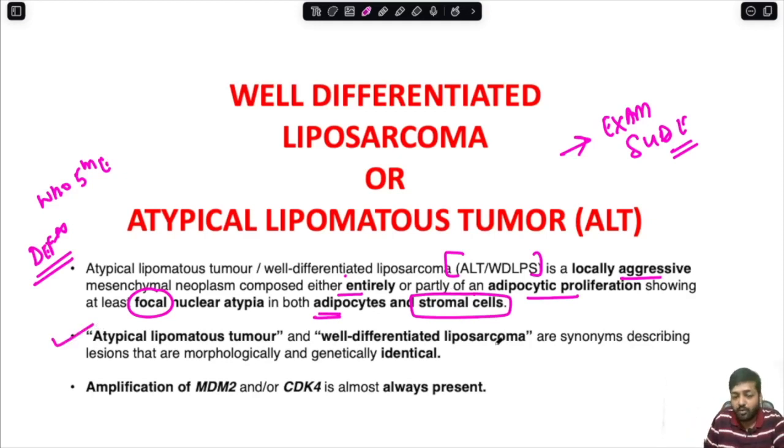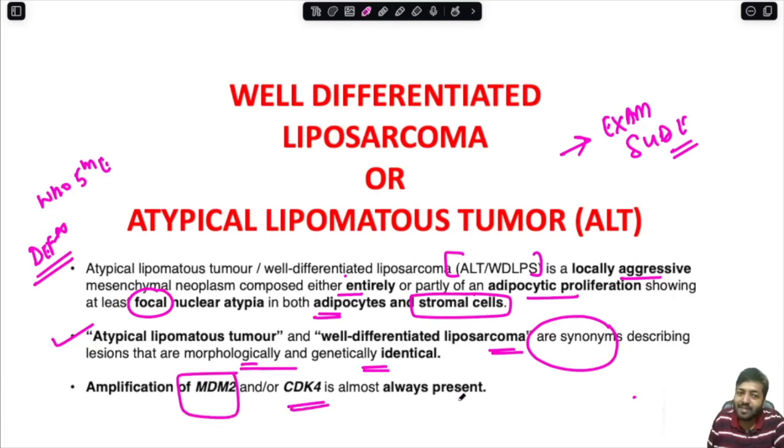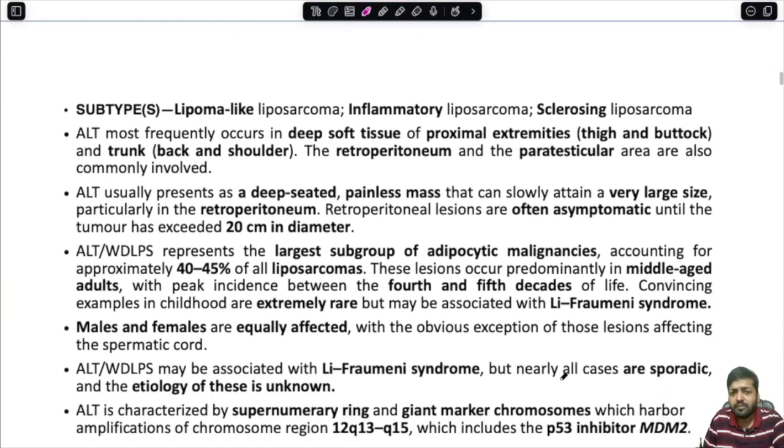Now, atypical lipomatous tumor and well-differentiated liposarcoma are synonyms describing lesions that are morphologically and genetically identical. But why we are using these two terms, we are going to see. Right now, because the examiner is going to ask you, if both of them are the same, then why are you using both the terms? So, there is a significance of usage of both these terms, I will tell you. Amplification of MDM2 and/or CDK4 is almost always present. So, this is the diagnostic genetic or molecular alteration in case of well-differentiated liposarcoma or atypical lipomatous tumor. So, what are the subtypes of well-differentiated liposarcoma? You have three important subtypes: lipoma-like, inflammatory liposarcoma, and sclerosing variety of liposarcoma.